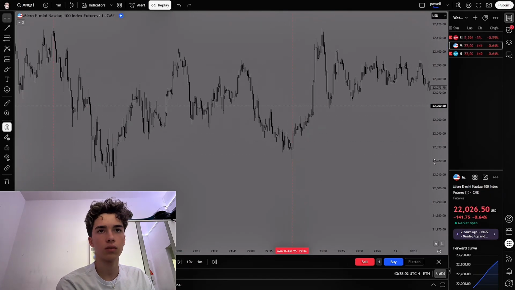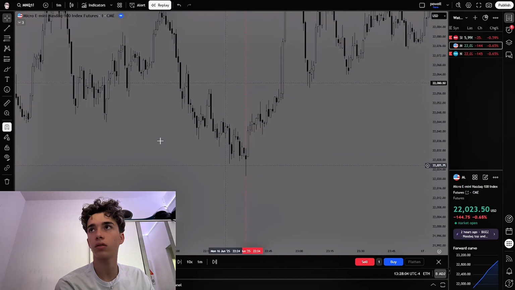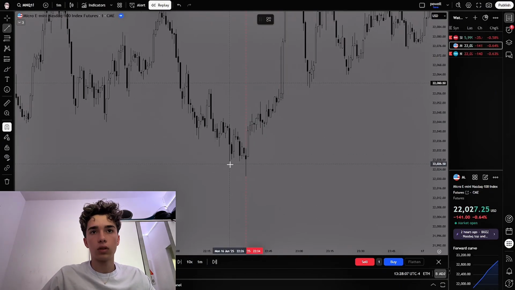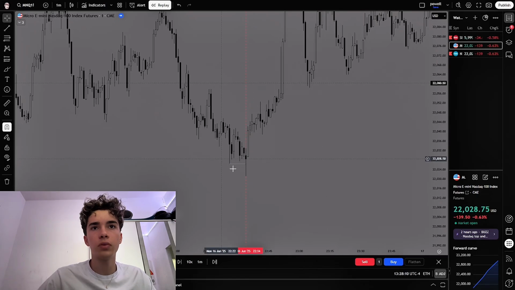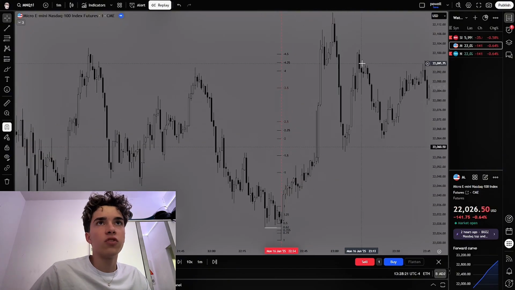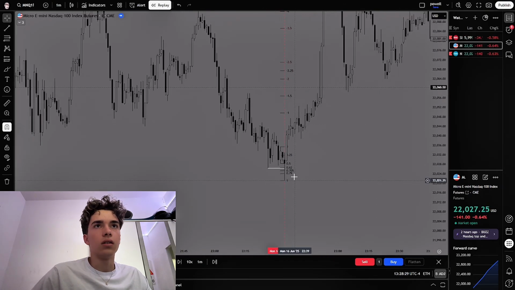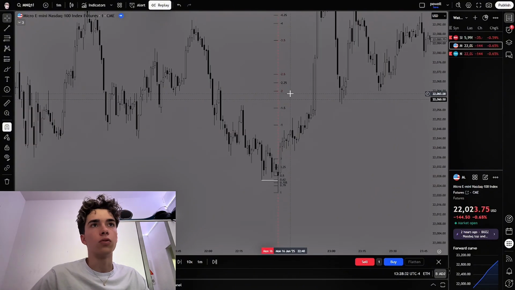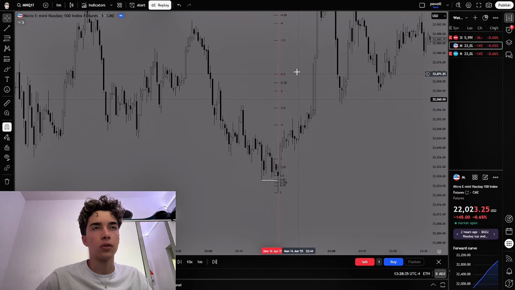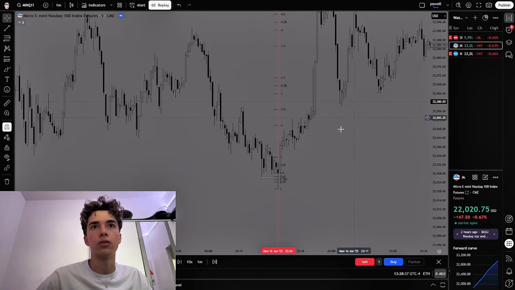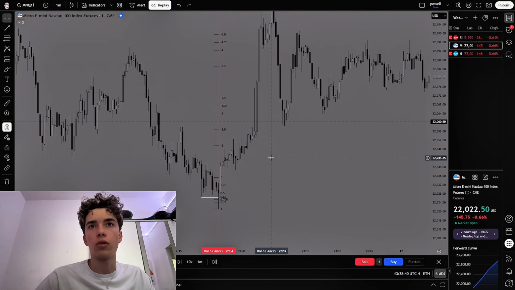Here, what was the manipulation? This one, this was the sweep, that was the leg that manipulated, and that was basically it. What we aim for, the -4 level, because also there was liquidity resting here, and the -2.5 and -2. As you can see here, around this level we got a big rejection, so it was a good level to take our first TP off.